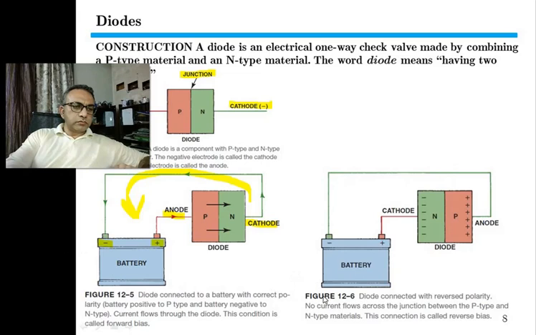Now what will happen when we connect the positive terminal of the battery to the n-type material? We will get a reverse biased diode, and at this time there will be no current. We will have no current flowing in a reverse biased diode.